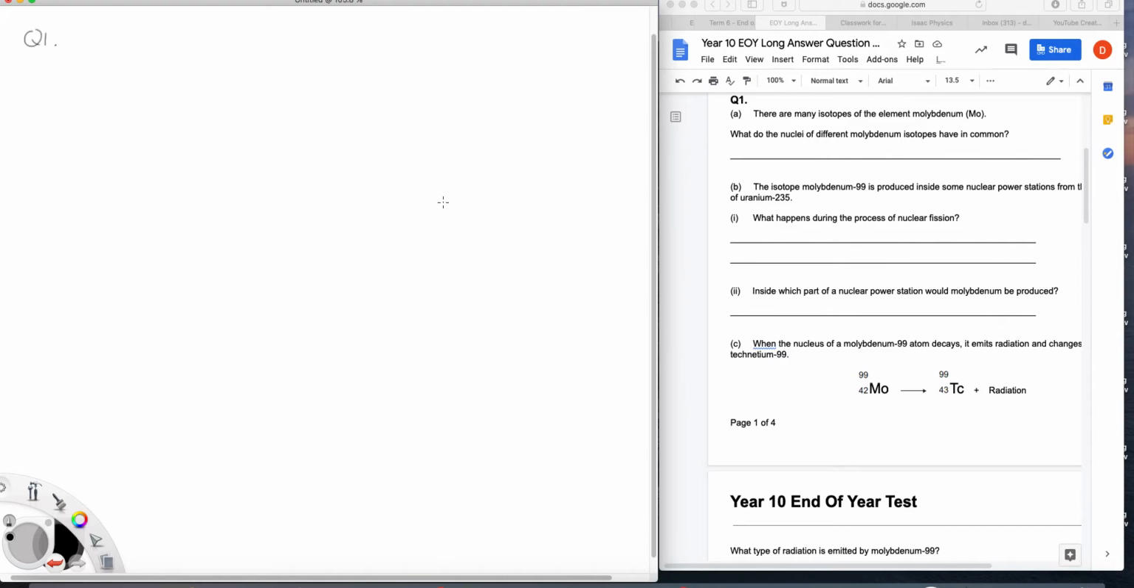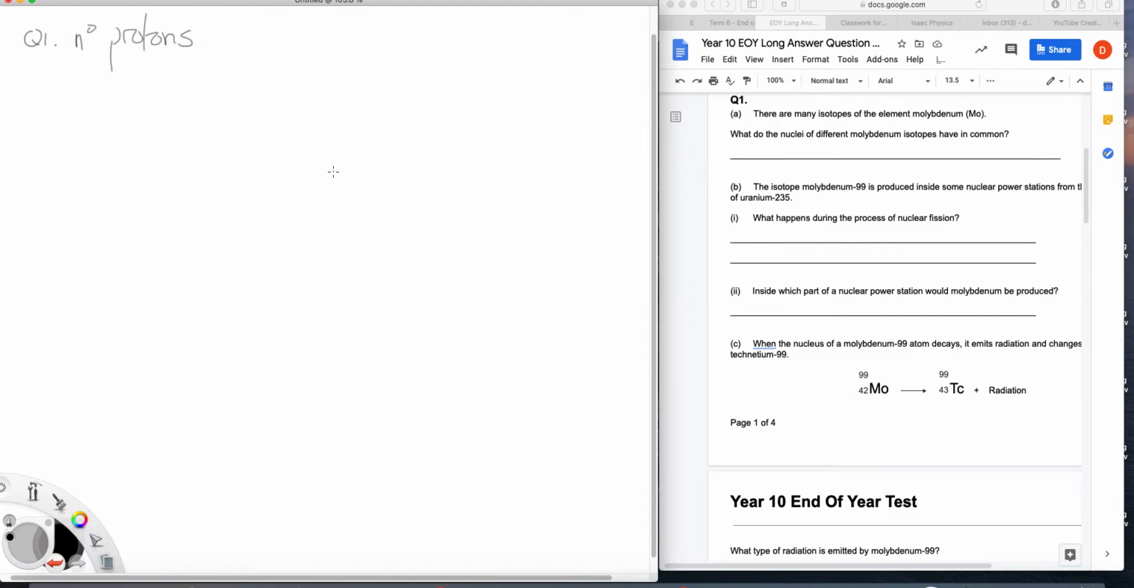Year 10 end of year, long answer question solutions. Question 1 part A, there are many isotopes of the element molybdenum. What do the nuclei of different isotopes have in common? They have the same number of protons. That's what makes them a particular element.